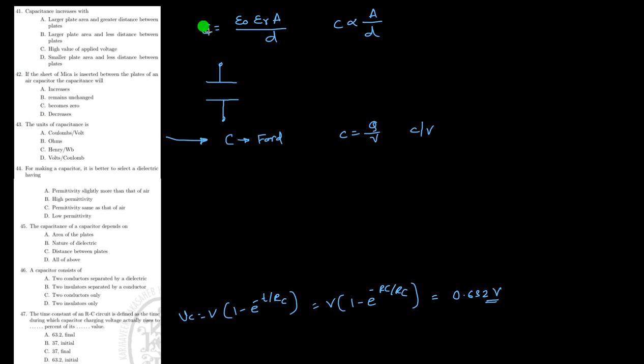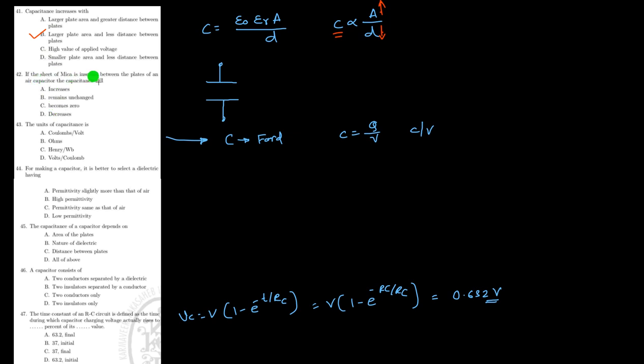Capacitance increases with, so capacitance is proportional to area and inversely proportional to the distance between the plates. If you increase the area and decrease the distance between the plates, your capacitance value will increase. So larger plate area and less distance between the plates.